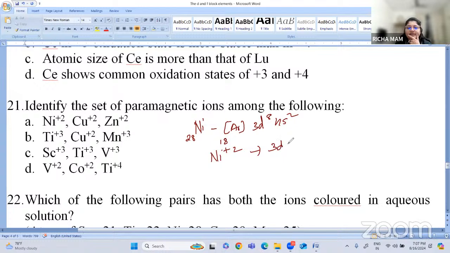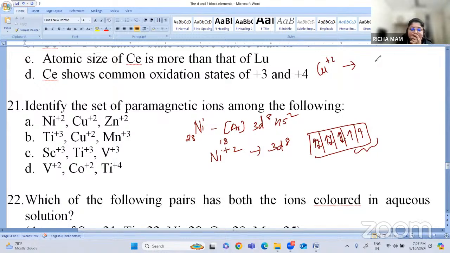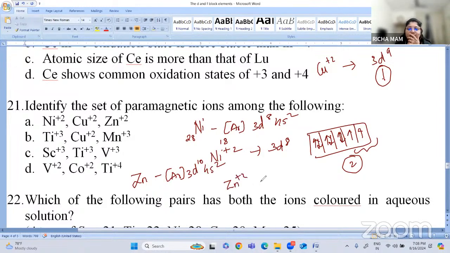It will be 3d8. So if I write 1, 2, 3, 4, 5, 6, 7, 8, here 2 electrons are present. But the complete set should have the plus 2. Now when I write for copper, again here 1 electron is present. So here also 3d9 system it will be. So 3d9 system means 1 electron. Now one more is zinc. Zinc will be argon 3d10 and 4s2. So if I write for zinc plus 2, it will be 3d10. So it is completely filled.